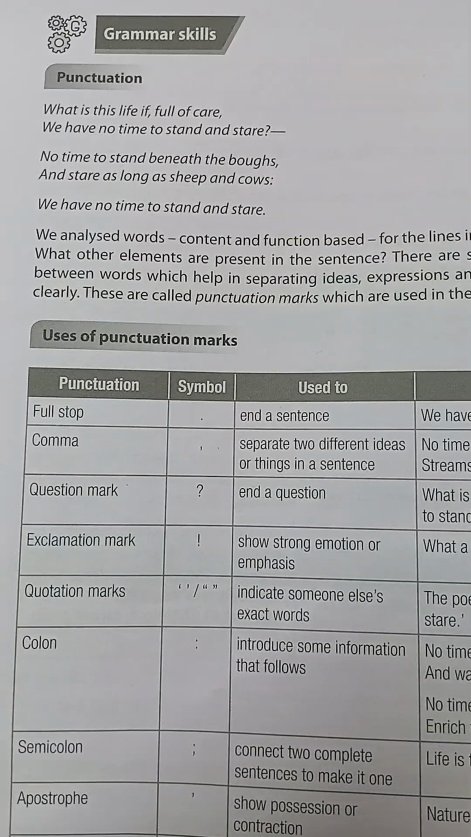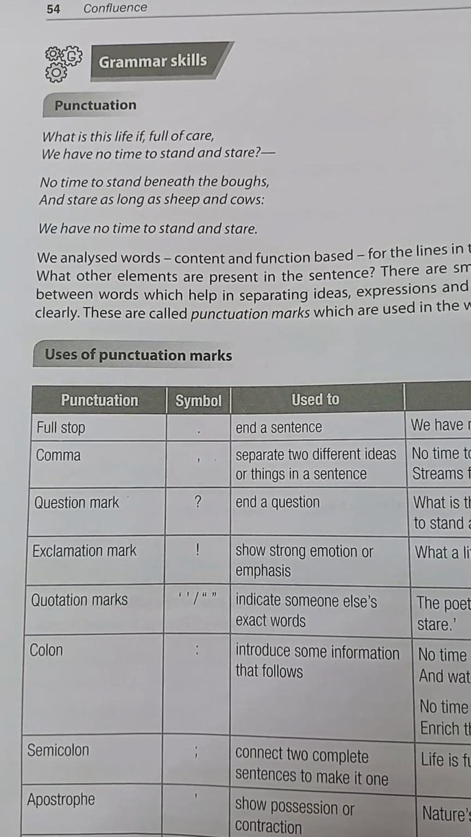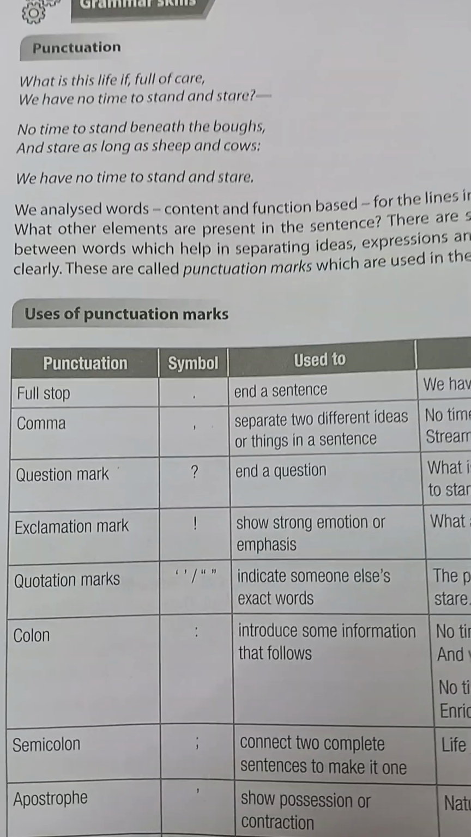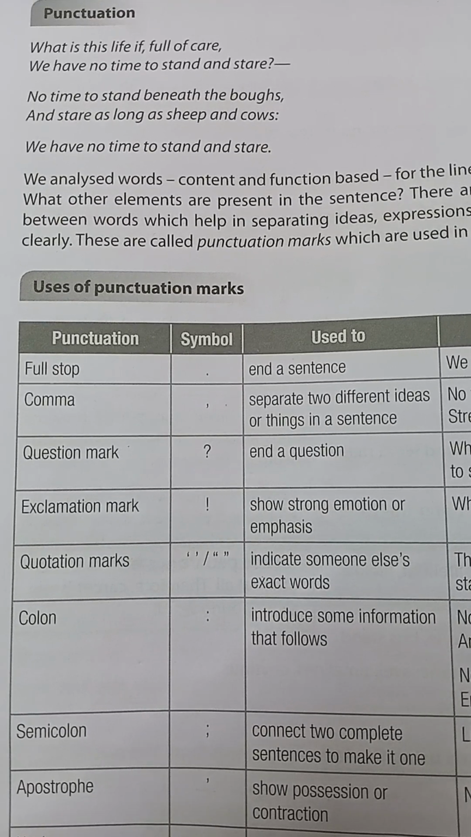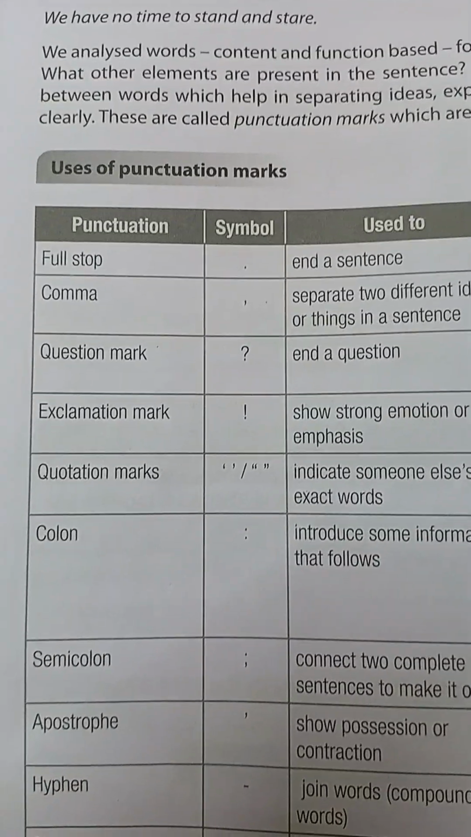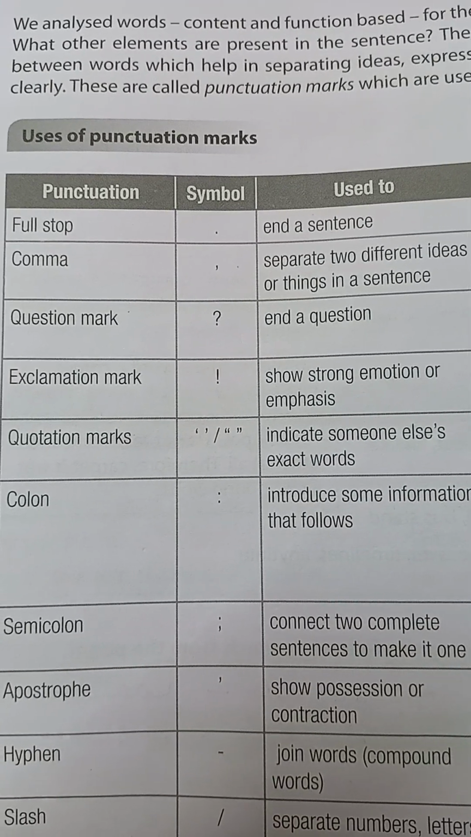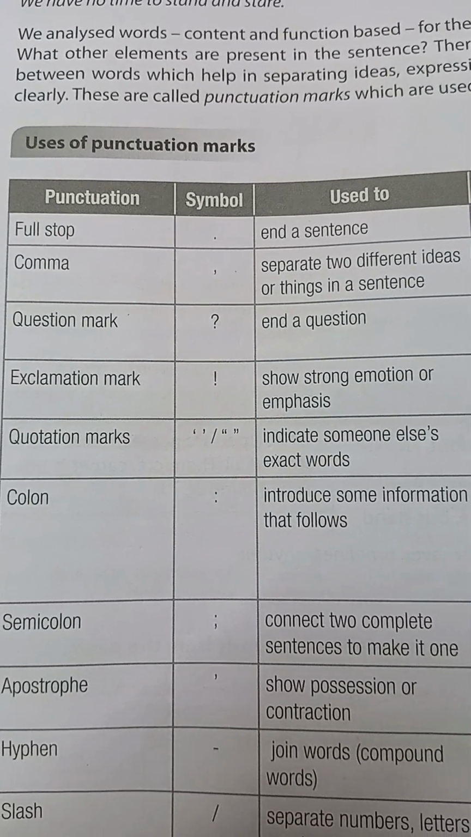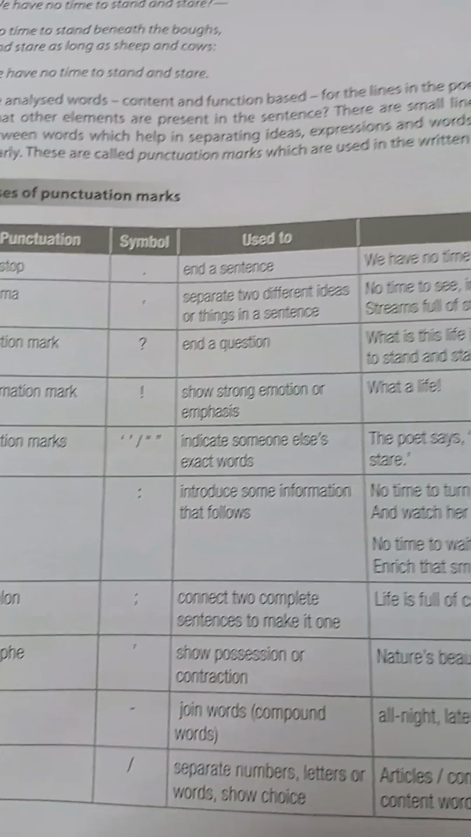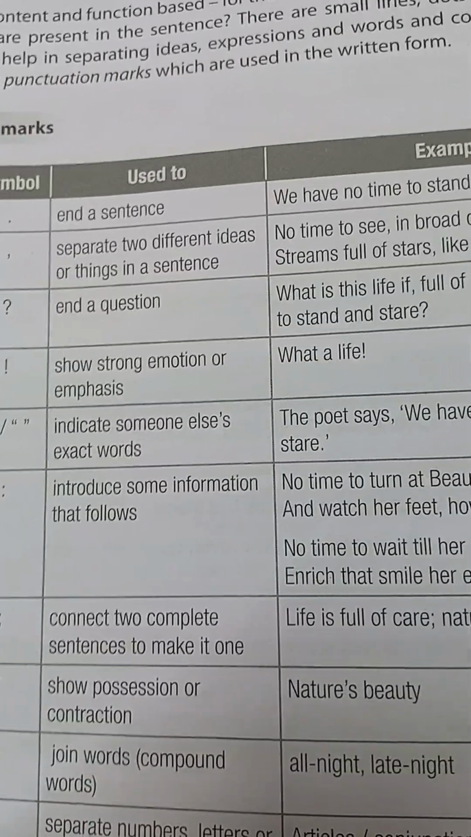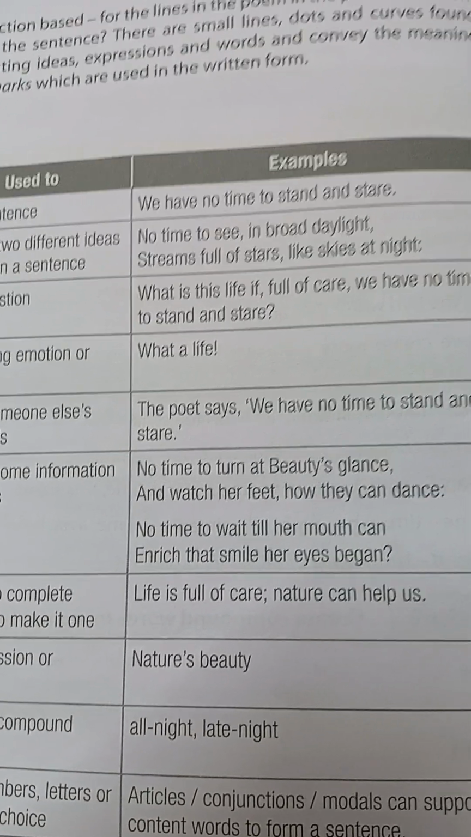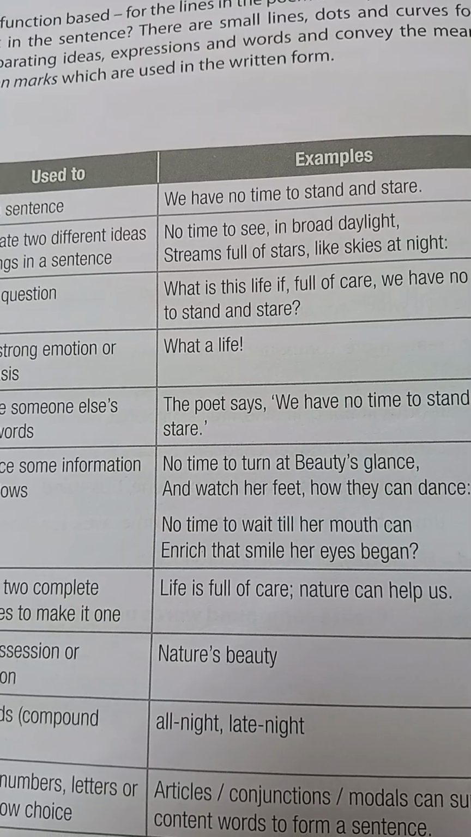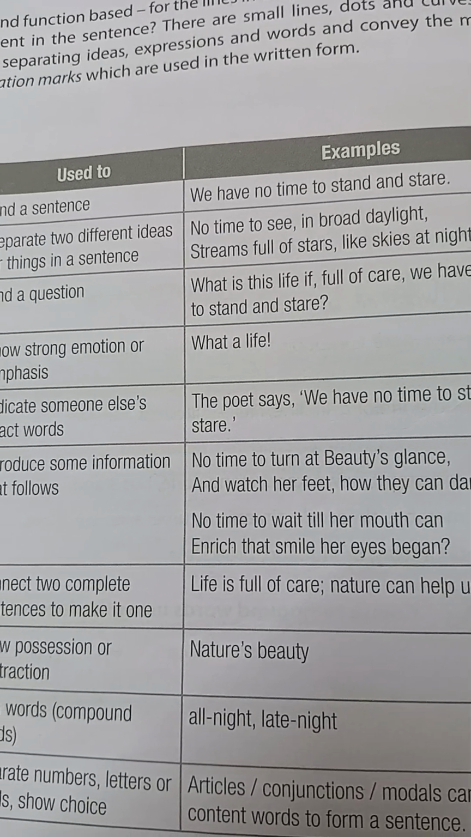So we have punctuation, which gives marks in your grammar skills of leisure. So very easy and good already. We know what all these punctuations are. It's just again and again stressing you to know where to use your full stop, where to use your comma, your question mark, your exclamatory mark, then quotation marks, then colon. Colon here introduces some information that follows. Normally colons you can see, the two dots, that's called a colon, and when we have some information to be carried, you can use that colon. No time to turn at beauty's glance. So again it is adding the same context, so you should have that colon mark.